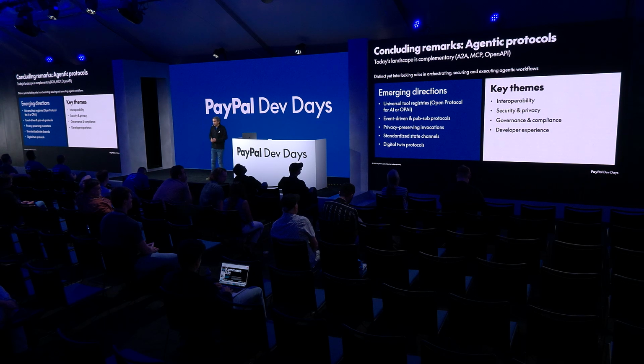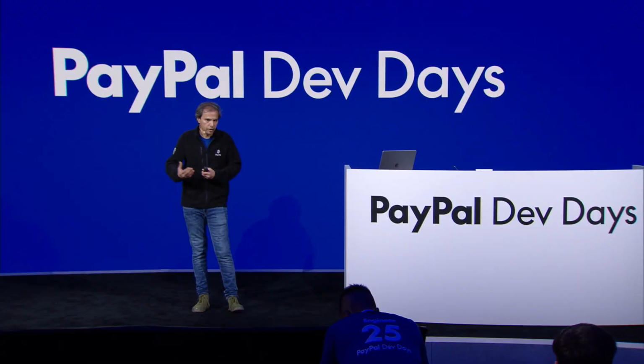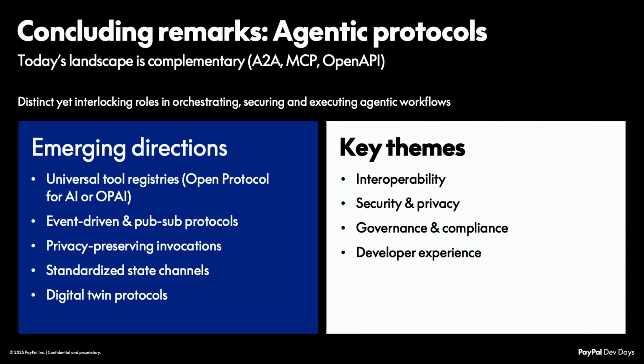OK, great. So what is the landscape today? The way we are seeing it here at PayPal, the landscape is complementary. You have A2A, you have MCP, and there's also OpenAPI. Some of these protocols are evolving over a period of time, so there is a distinct but still interlocking role at play here across different agentic flows. The idea is you not only want to orchestrate across agents, you also want to secure data across agents, and then you want to execute agentic workflows, which happens through a combination of A2A and MCP.